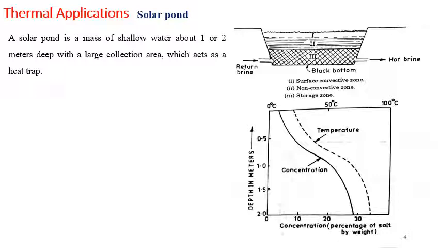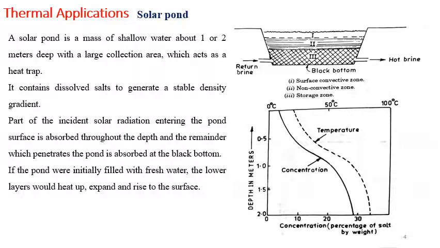So you can see in the first sketch there are 3 layers. It is like a tank where water is collected. The first layer is called the surface convective zone, the second layer is called the non-convective zone, and the third layer is called the storage zone. It contains salts to generate a stable density gradient.